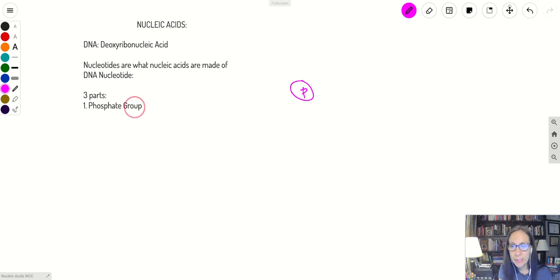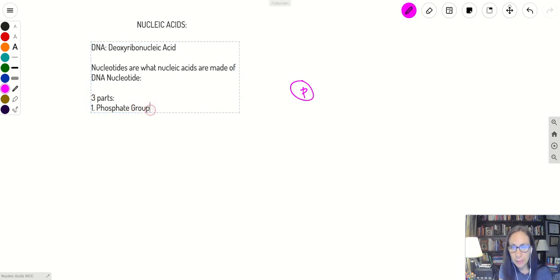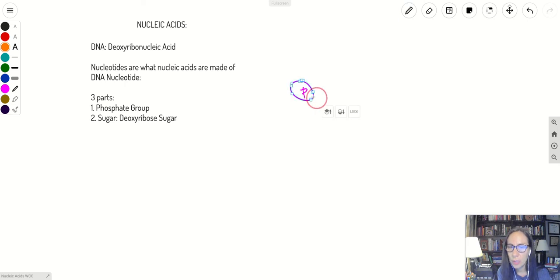The second part of a nucleotide is a sugar. For DNA, the sugar is called deoxyribose. That's where the name deoxyribonucleic acid comes from, from the sugar. I'm going to draw the sugar. The sugar has 5 carbons in it, and I'm going to draw it in orange.